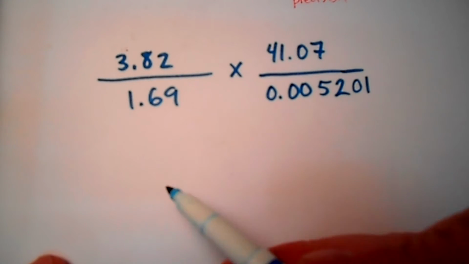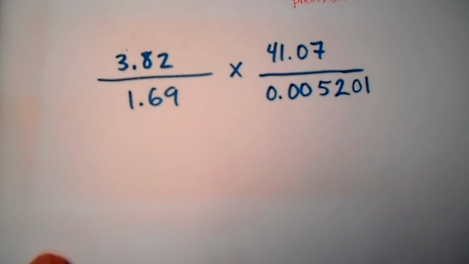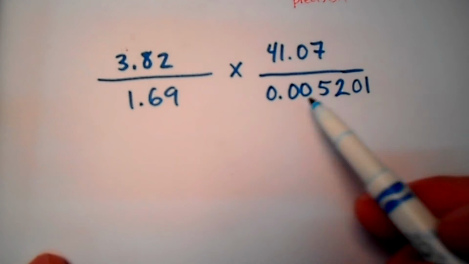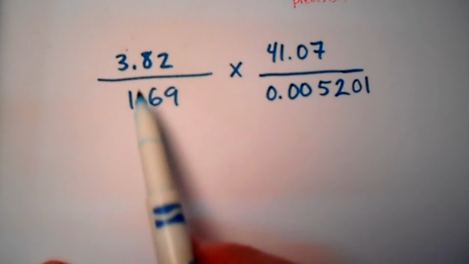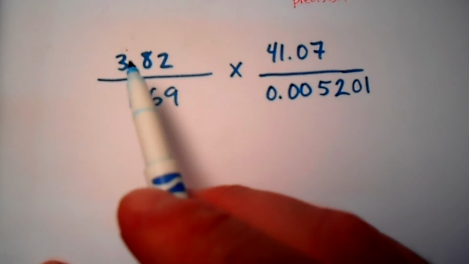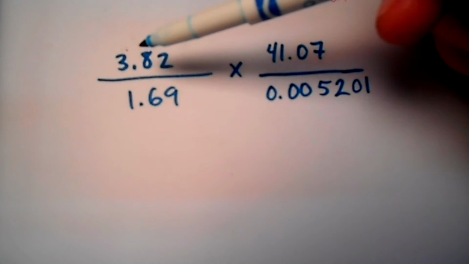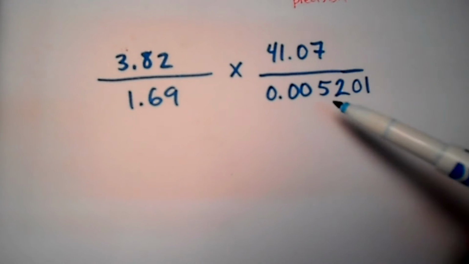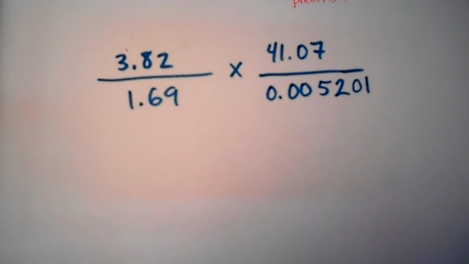Also, did you pay attention in math class? Do you realize that you could look at this as 3.82 times 41.07 and then divided by 1.69 and then divided by 0.005201? I'm not sure if that matters to you or not, but just as a good refresher, you can do these in any order. Order of operations for multiplication and division means I could say 3.82 divided by this lower denominator, then multiply that by 41.07, then divided by 1.69.